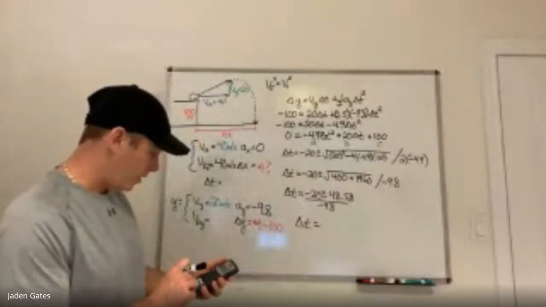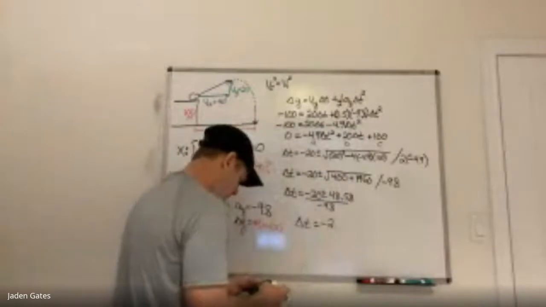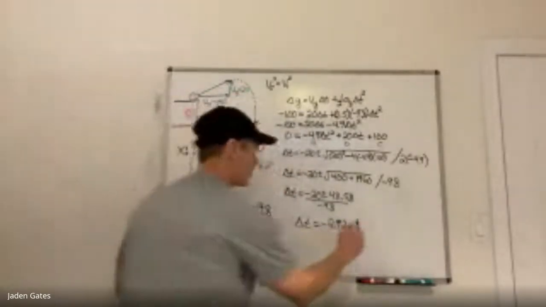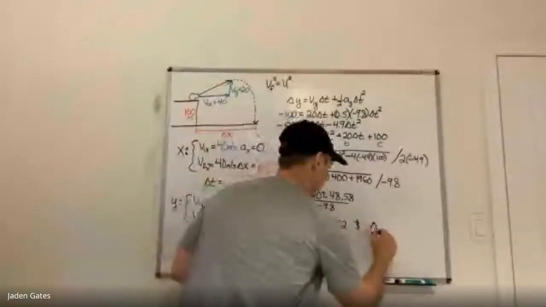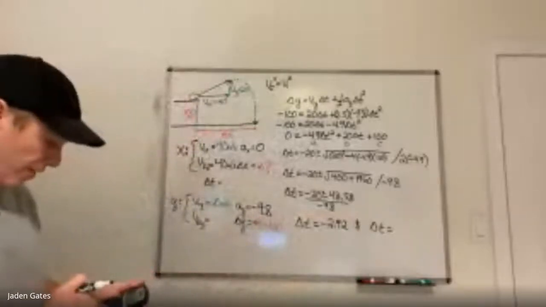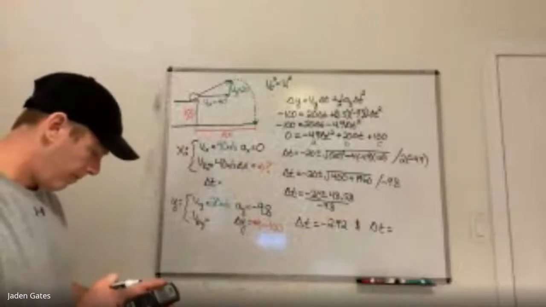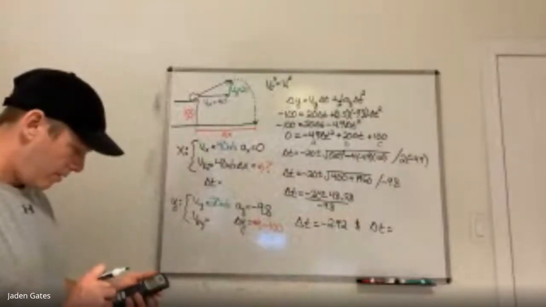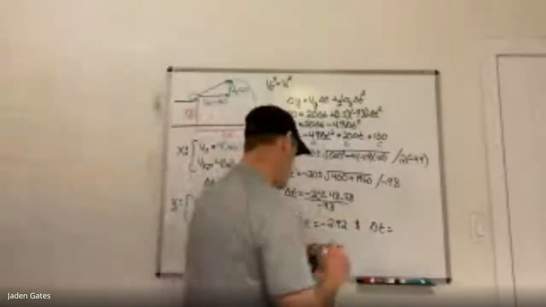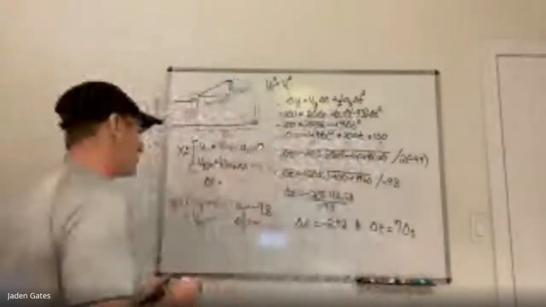And I get negative 2.92 is one answer. And, of course, I get another answer, which is, let me see, I take my negative 20, I subtract 48.58, and then I divide it by negative 9.8. So what do I end up with this time? All right, survey says, if I round to 2 decimal places, 7 seconds.